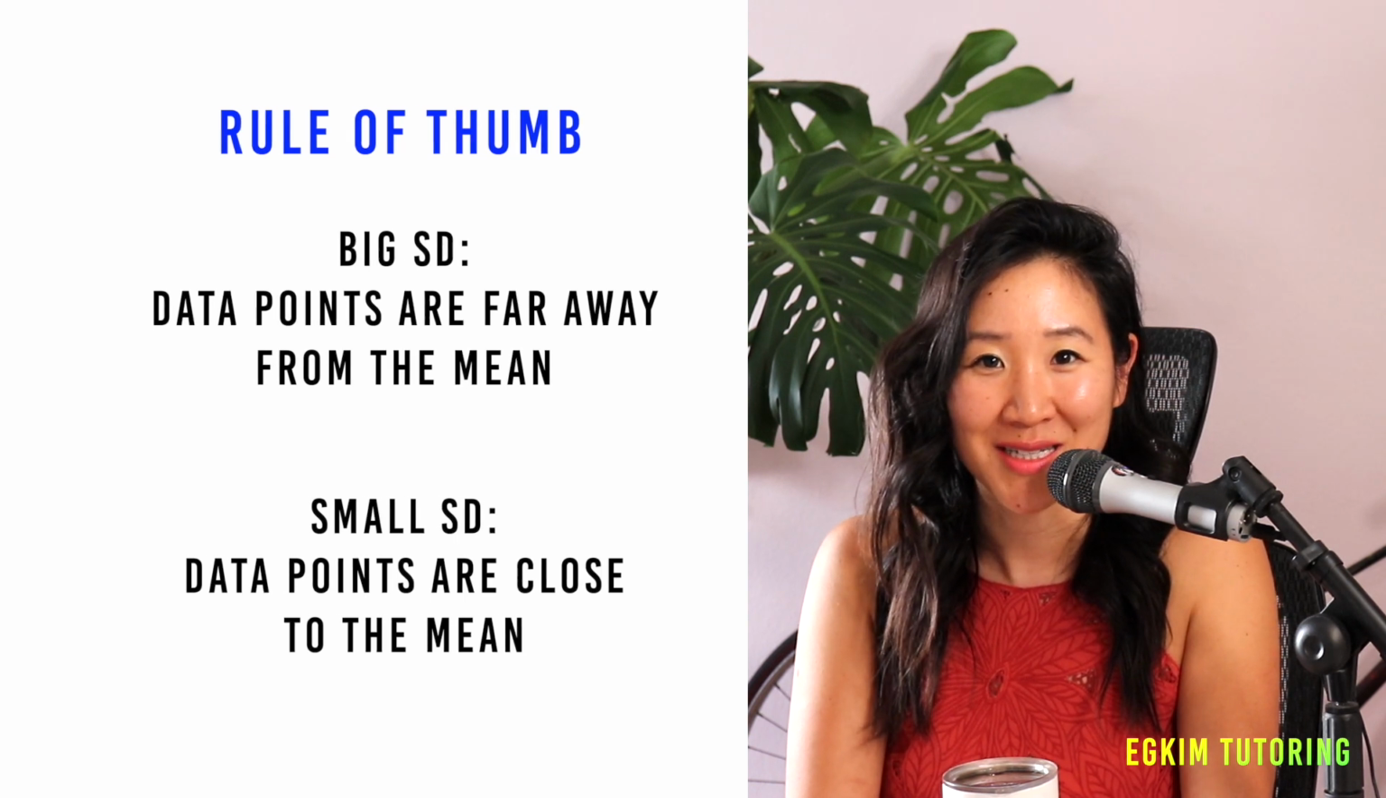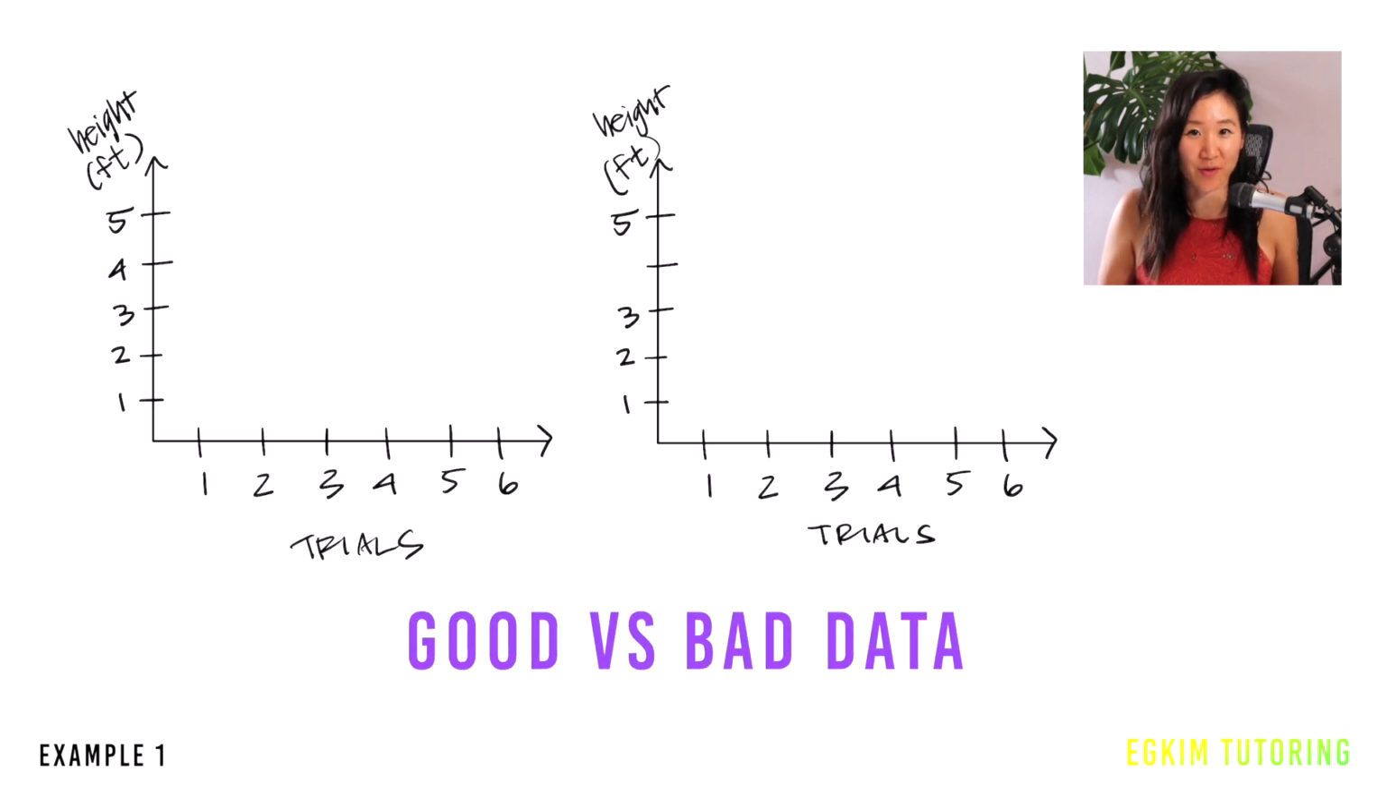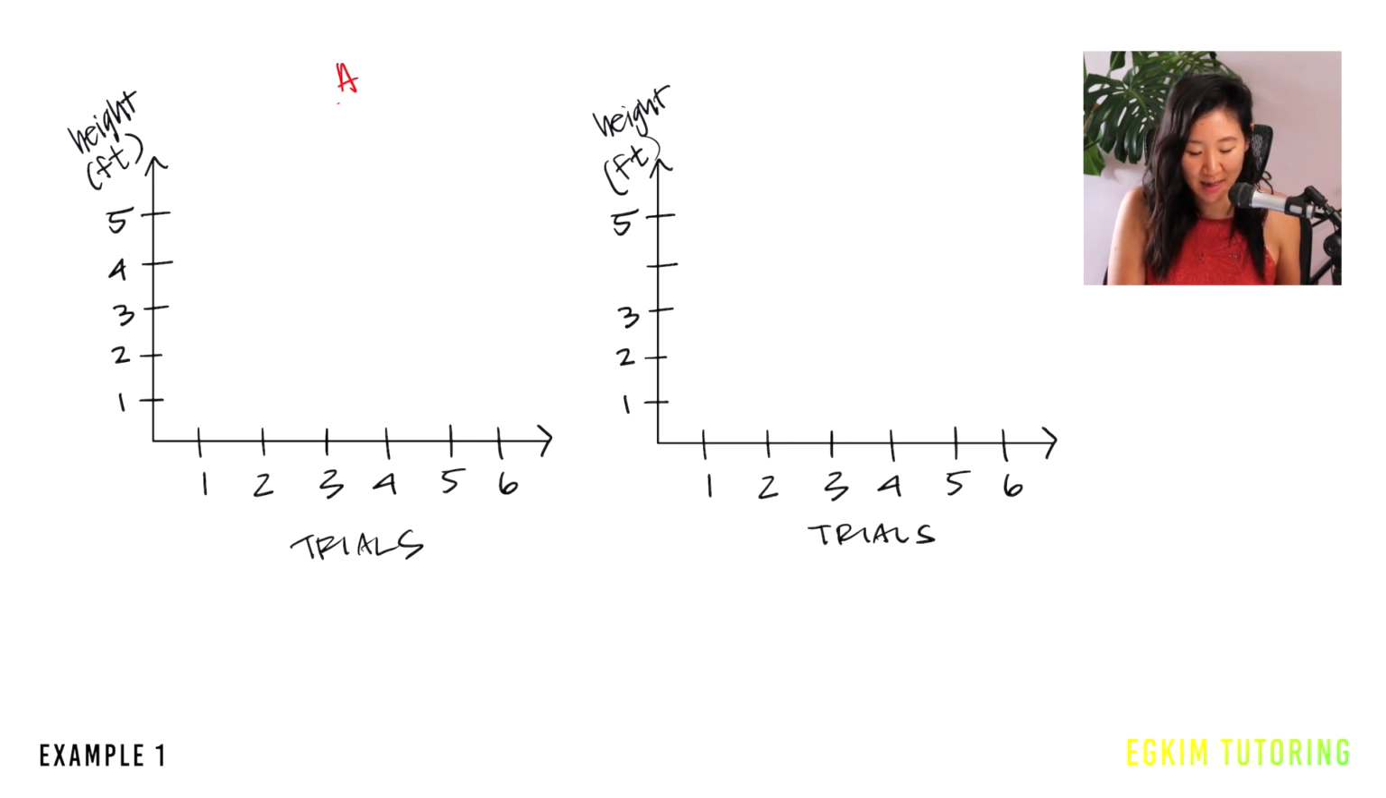So let's go over an example. I use this example a lot when I talk about standard deviation. I call it good data versus bad data. Say that you have two scientists, scientist A and scientist B. Let's say that they decide to measure the height of the same person multiple times and then plot the data. On the x-axis, we're going to have trials, and on the y-axis, we're going to have height in units of feet.